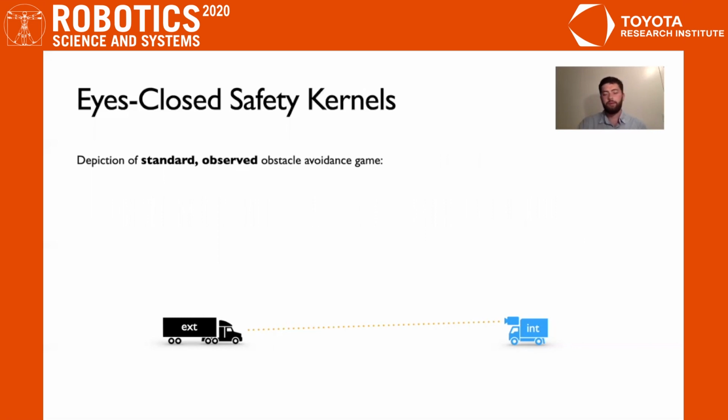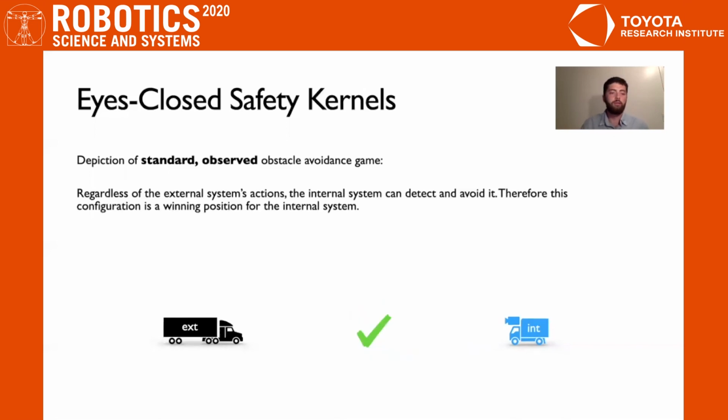To be clear about what we mean by this, let's look at a graphic depiction of the standard observed obstacle avoidance game and see how the game we consider contrasts with that. In the observed setting, we might have the external system take action to move towards the top of the screen in attempting to collide with the internal system. The internal system can sense this action and avoid the external system by moving to the bottom. Therefore, regardless of the external system's actions, the internal system can detect and avoid it. Therefore, this configuration is a winning position for the internal system.